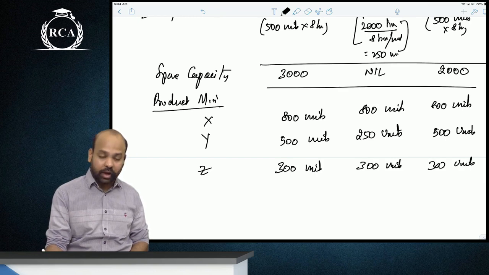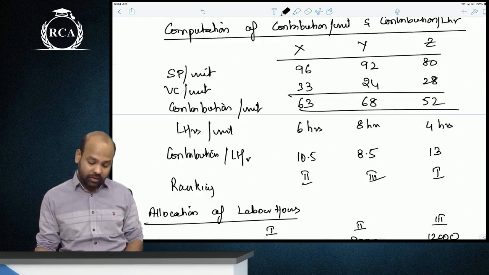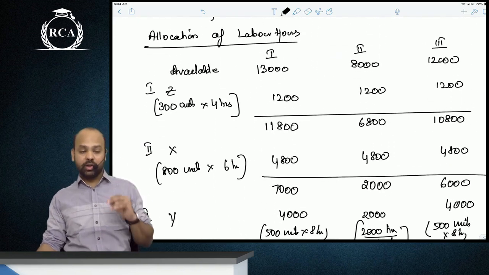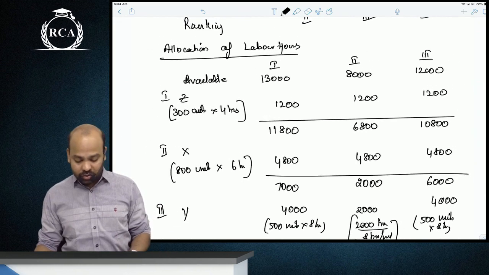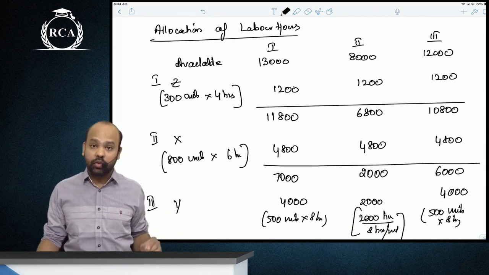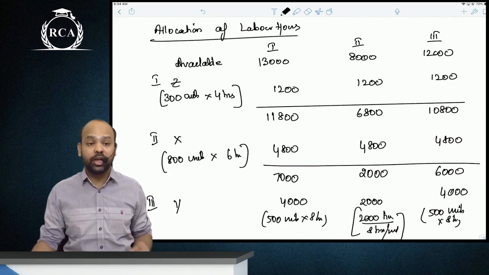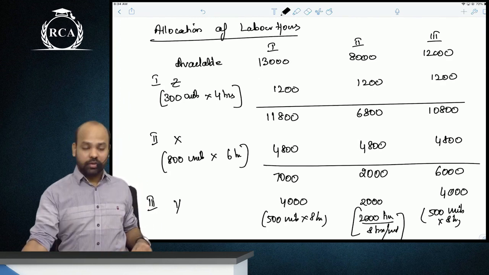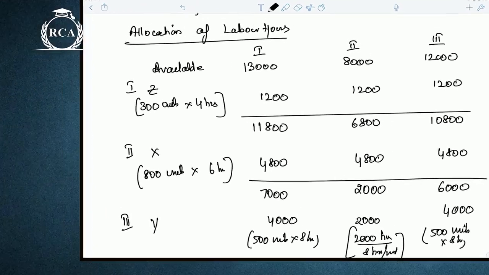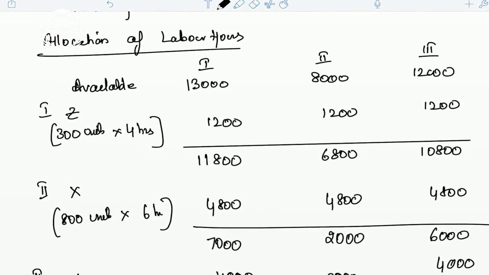This is your product mix. I hope you've all understood this. This is your allocation of labor hours. I hope you were all doing it with me. Based on this, we will now decide whether it is worthwhile to transfer, and if yes, what should be the range of transfer price. All of you, copy this and arrive at the allocation.